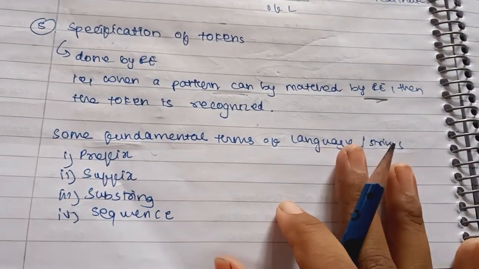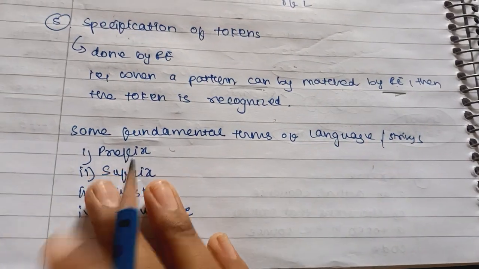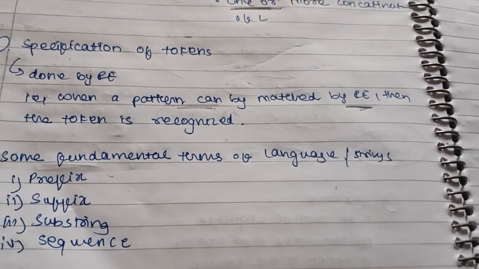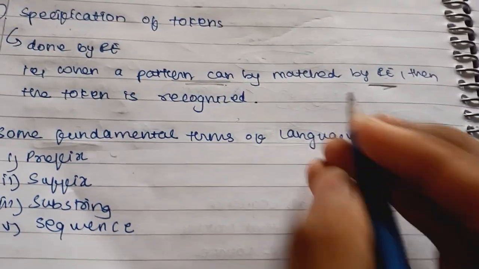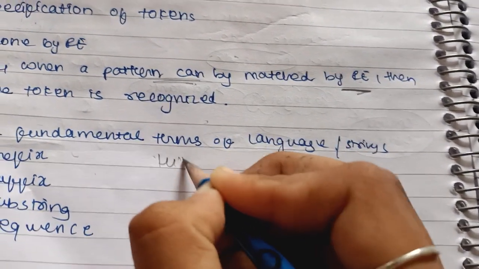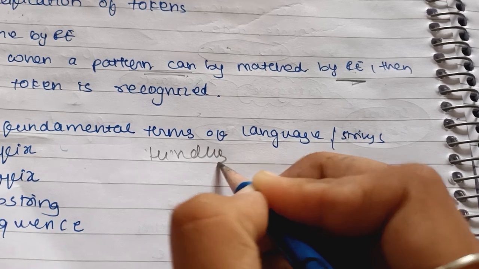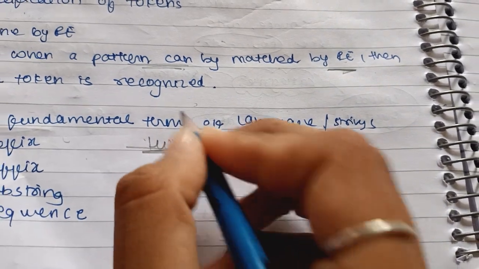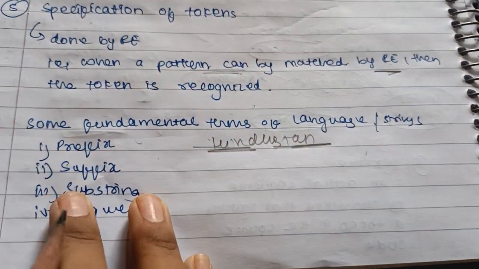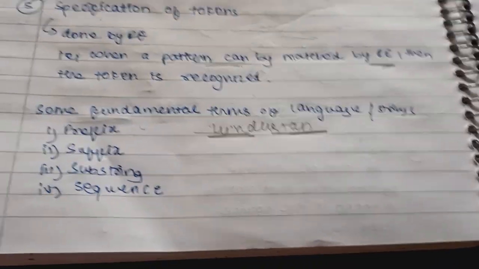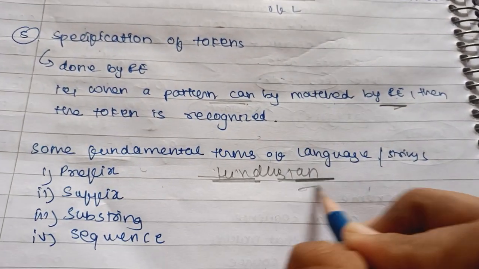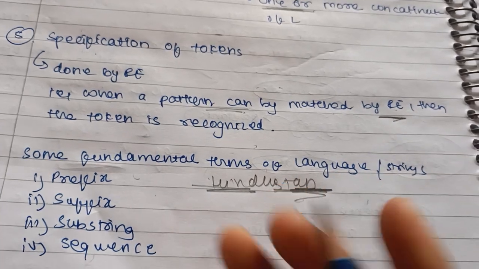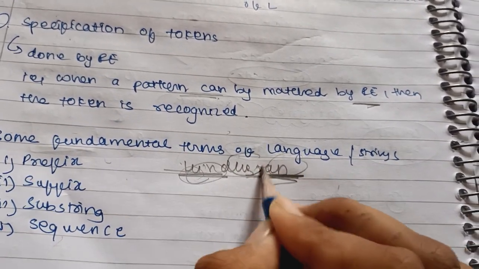Okay, some fundamental terms of the language or the strings. Prefix is nothing but a string obtained by removing 0 or more trailing symbols. Let's say for example I have a string, Hindustan. If I remove this STAN, then I'll get this. That is a prefix, everyone knows that, right? The second one is suffix, a string obtained by removing 0 or more leading symbols, so this one will be a suffix. Then substring is obtained by removing the prefix and the suffix from the given string. If I remove this prefix and this suffix, this will be my substring.